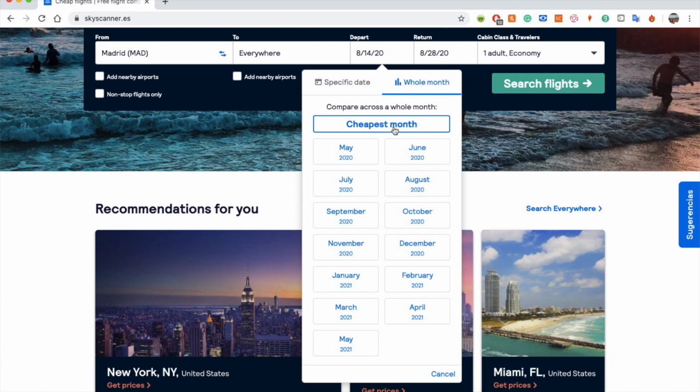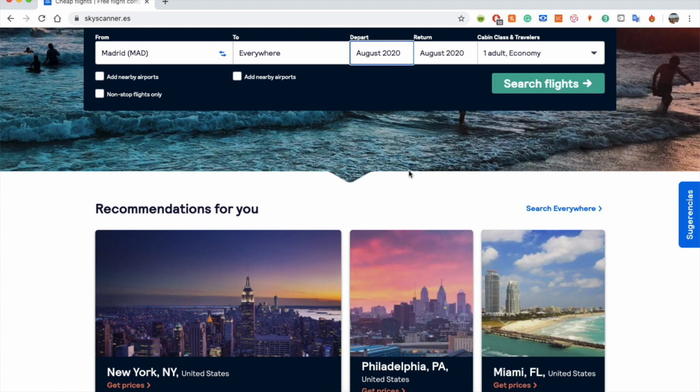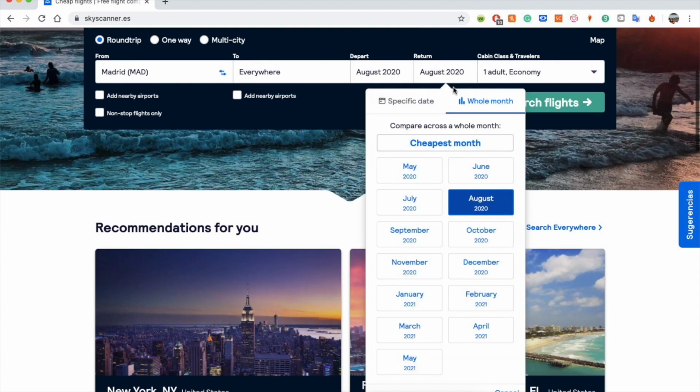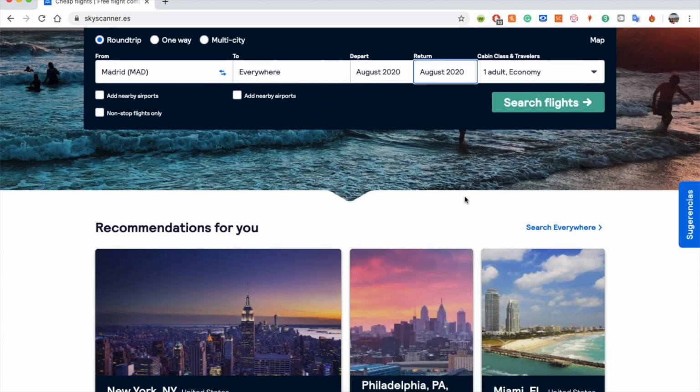So the only downside to the cheapest month is maybe the cheapest month is in 8 months or in 6 months, but you want to go somewhere in a month or 2 months. So that would be the downside to the cheapest month. What I usually do is look at a whole month because usually I have an idea of which month I want to go somewhere. So for this example, let's just say whole month of August, return whole month of August. We'll say that as well.